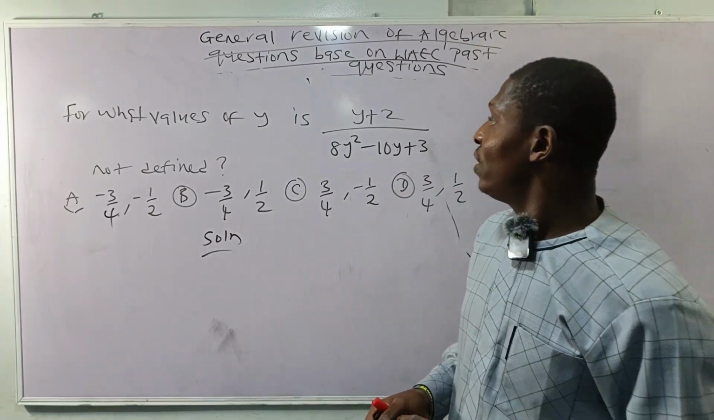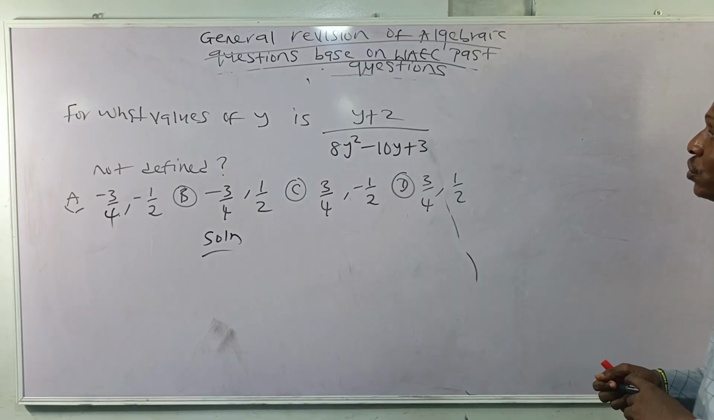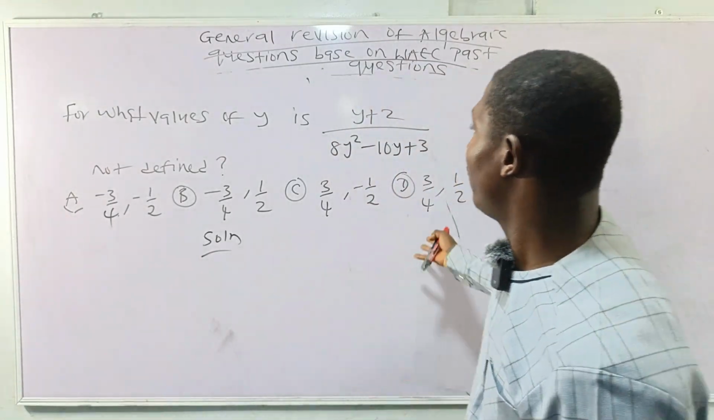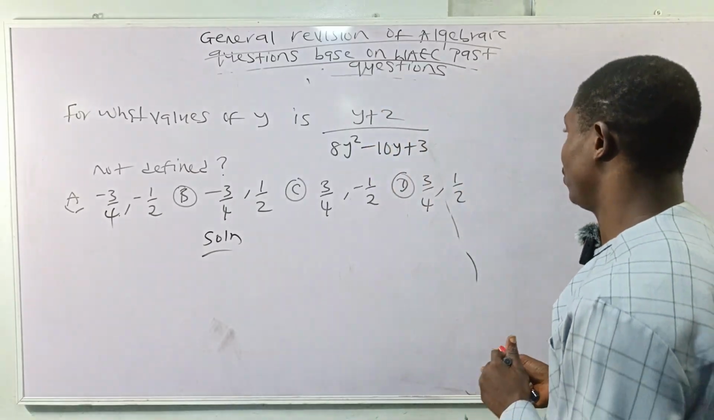We have for what values of y is y plus 2 all over 8y squared minus 10y plus 3 not defined. And we have our options here. Equally a y question. Take note.